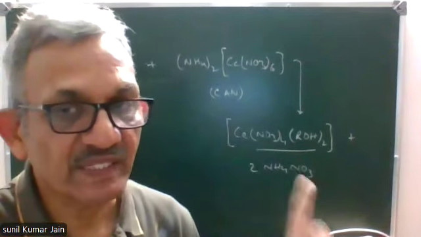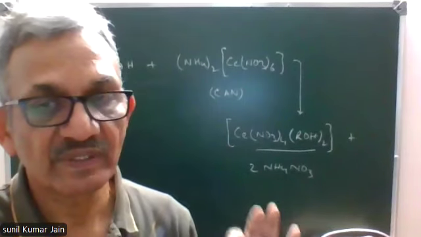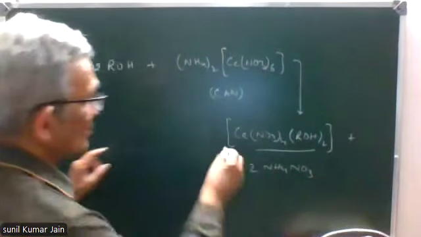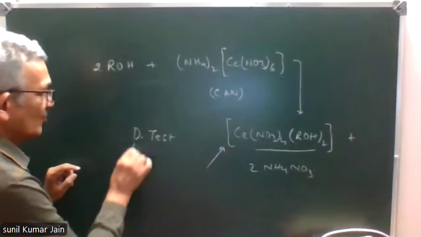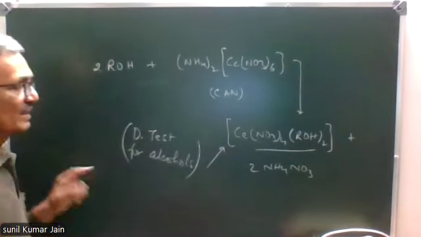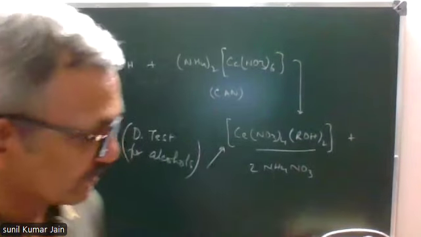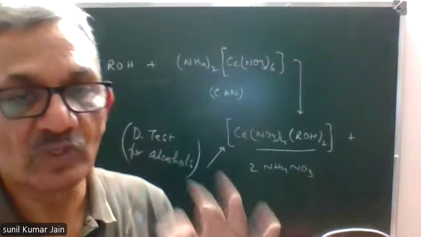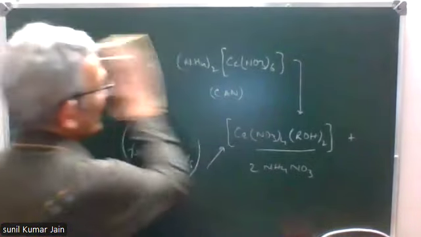Again, product is a colored product. Naturally, this reaction can be used as a distinguishing test. Below this only you can write distinguishing test for alcohols. This reaction is distinguishing test for alcohols. We are taking up one more reaction that will again be a distinguishing test. That will be the last reaction for today.